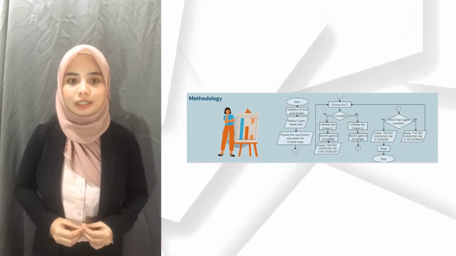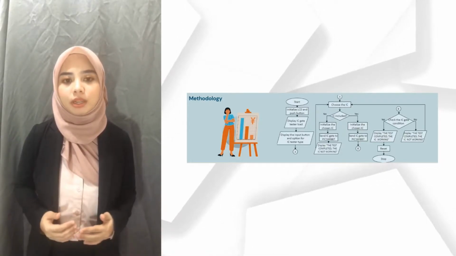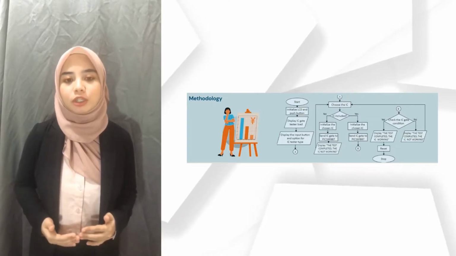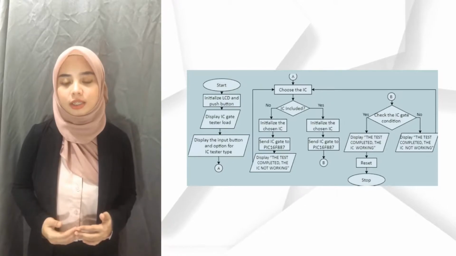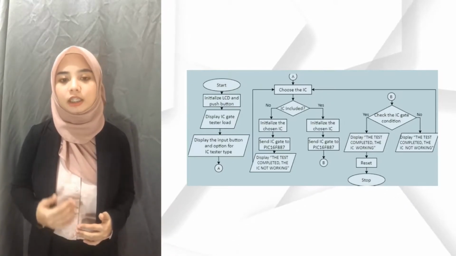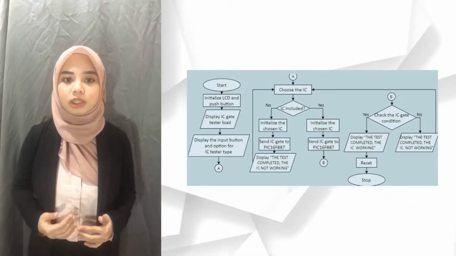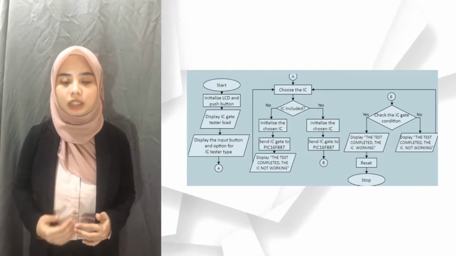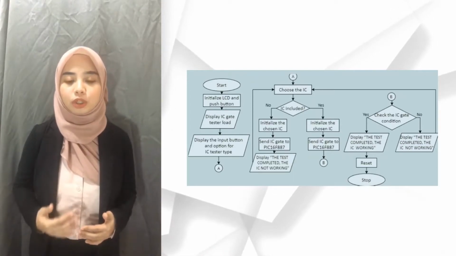Let's move on to the methodology of this project. For this part, I will explain the project flow based on the flowchart shown. As usual, first of all, it will start. Then it will initialize the LCD and the input, which is the push button. Once the LCD is initialized, the LCD will display the IC gate in the current loading state for 3 to 5 seconds. This is where the controller starts to load the program.